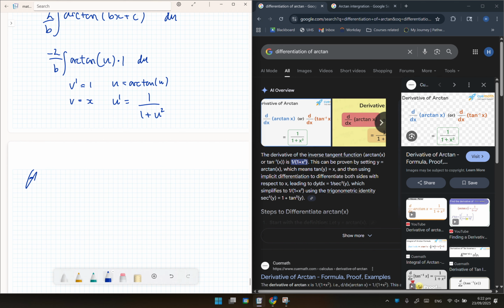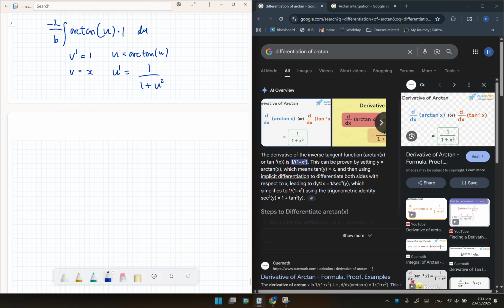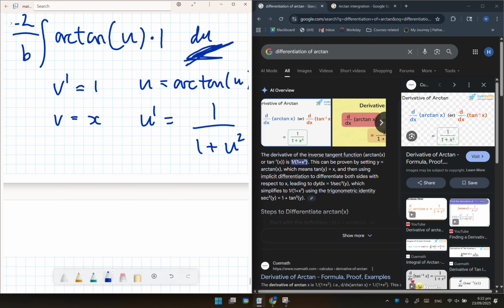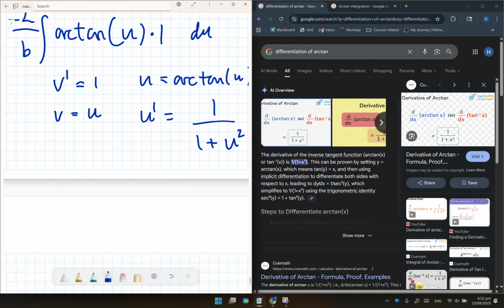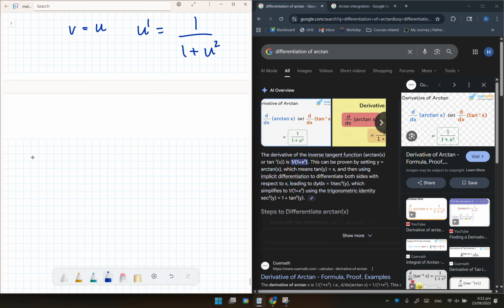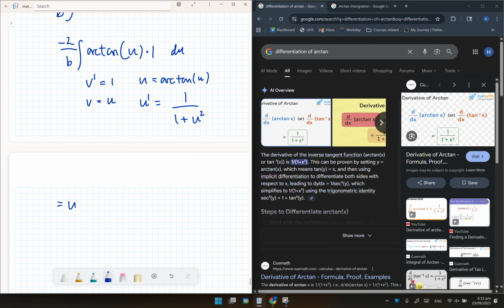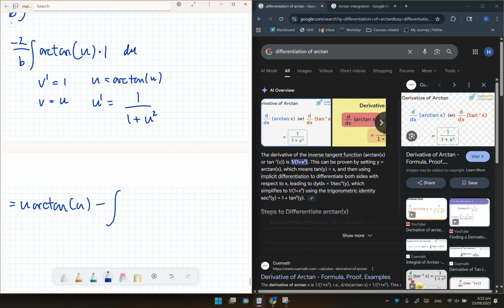This is going to be equal to uv. So v here, arctan is x arctan u. Oh, sorry. I forgot to say something. So when you have it in terms of u here, 1 doesn't integrate into x, it integrates into u. That's my bad, guys. So then the expression here would be equal to u arctan u minus the integration of u dash multiplied by v. So we have u multiplied by 1 over 1 plus u squared du.